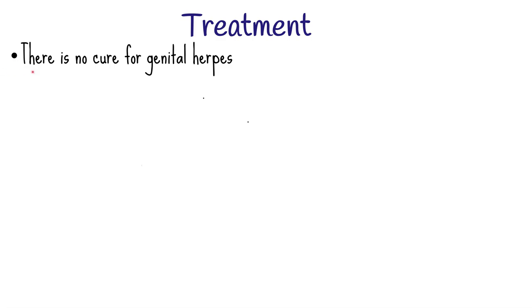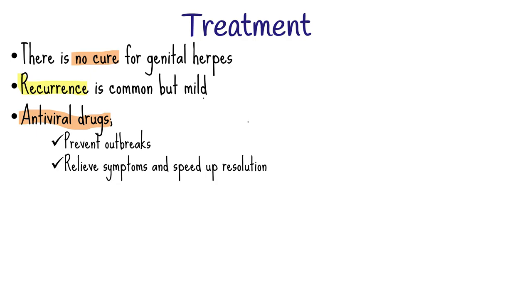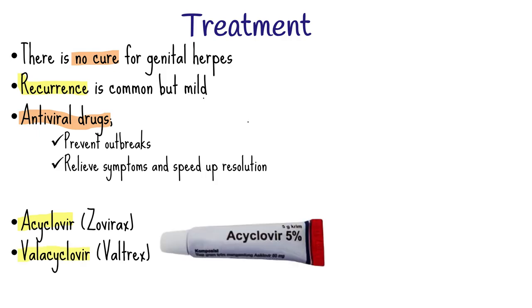Unfortunately, there is no cure for genital herpes, and that's why it is a lifelong disease. Recurrence of the infection is common, causing later outbreaks that are usually milder than the first outbreak. Antiviral drugs have been used, and they have the potential to prevent outbreaks. They can help to relieve symptoms and speed up their resolution as well. Antiviral medications that may be helpful for genital herpes include acyclovir and valacyclovir.